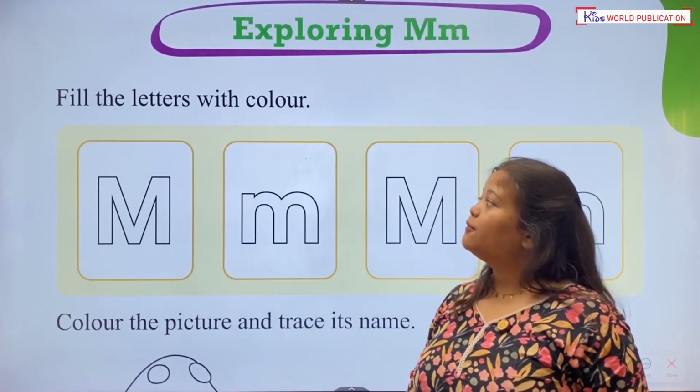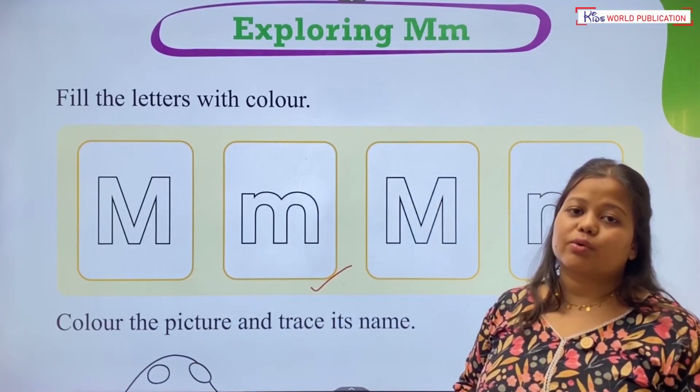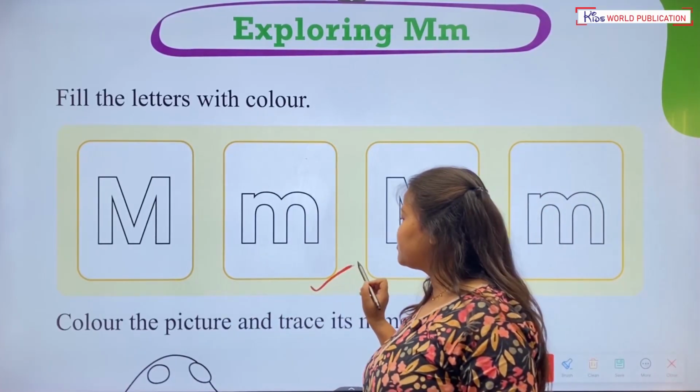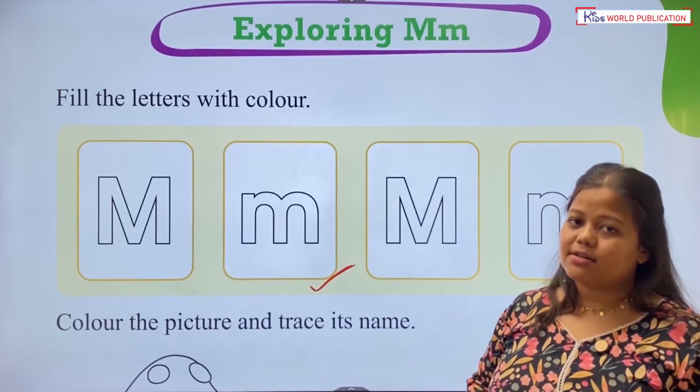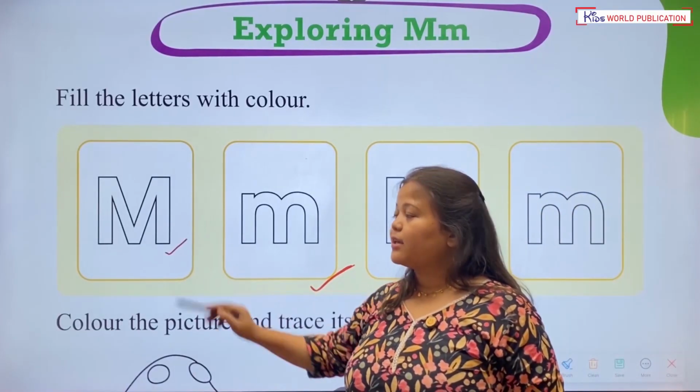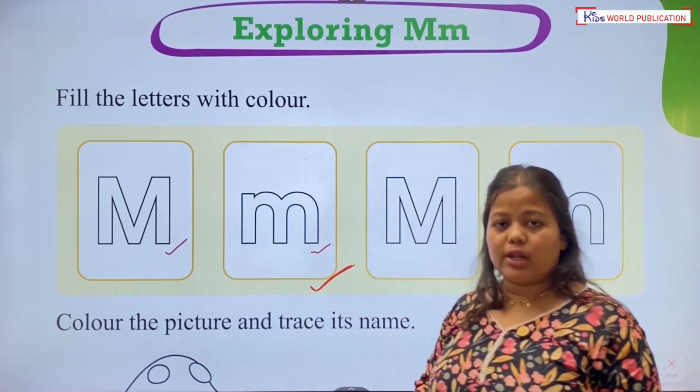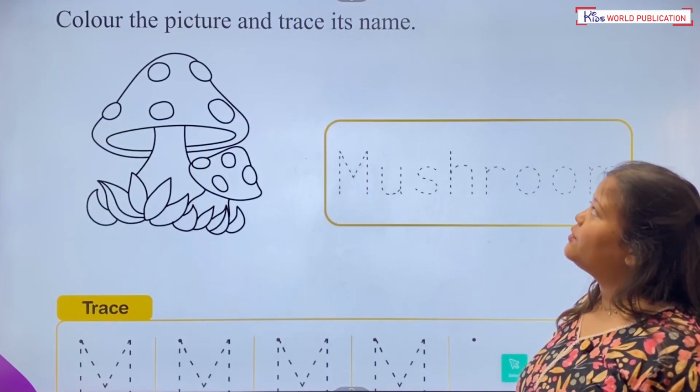Exploring M. Fill the letters with color. So kids, here you can see letter M is drawn. So you will fill your favorite colors in it. This is capital M and this is small m. Color the picture and trace its name.